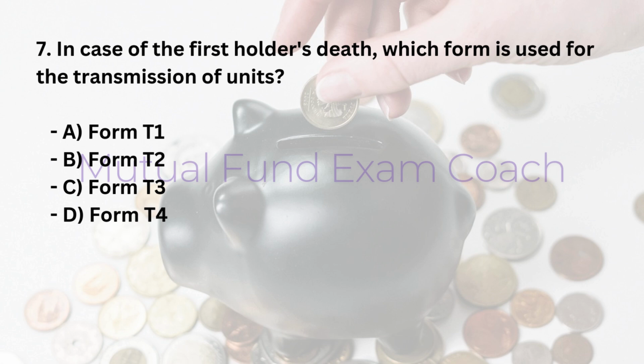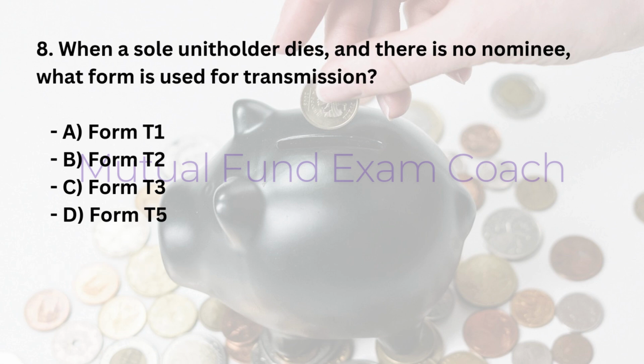7. In case of the first holder's death, which form is used for the transmission of units? A. Form T1. B. Form T2. C. Form T3. D. Form T4. Answer B. Form T2. 8. When a sole unit holder dies, and there is no nominee, what form is used for transmission? A. Form T1. B. Form T2. C. Form T3. D. Form T5. Answer C. Form T3.